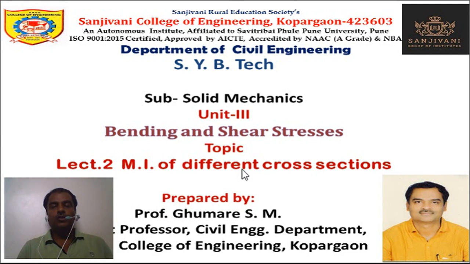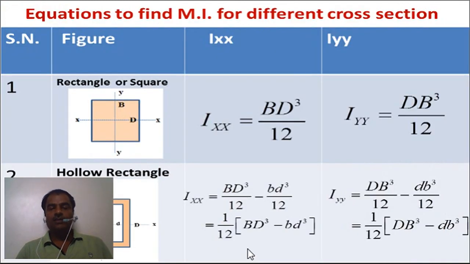Now in this lecture 2, I am going to discuss moment of inertia of different geometrical cross sections. Initially, I will just revise the equations that we have seen in the last lecture. For rectangular section, it is BD cube by 12 about x axis, and about y it is DB cube by 12. Whenever any axis cuts any side, that side should have the third power. X is cutting D, so D cube. Y cutting B, so it will be B cube.